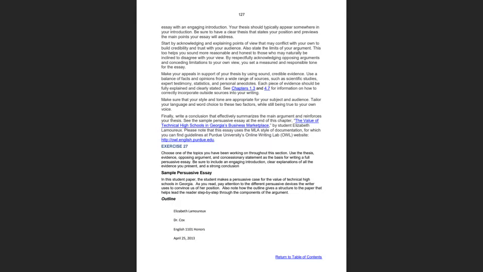Start by acknowledging and explaining points of view that may conflict with your own to build credibility and trust with your audience. Also, state the limits of your argument. This, too, helps you sound more reasonable and honest to those who may be naturally inclined to disagree with your view. By respectfully acknowledging opposing arguments and conceding limitations to your own view, you set a measured and reasonable tone for the essay. Make your appeals in support of your thesis by using sound, credible evidence.